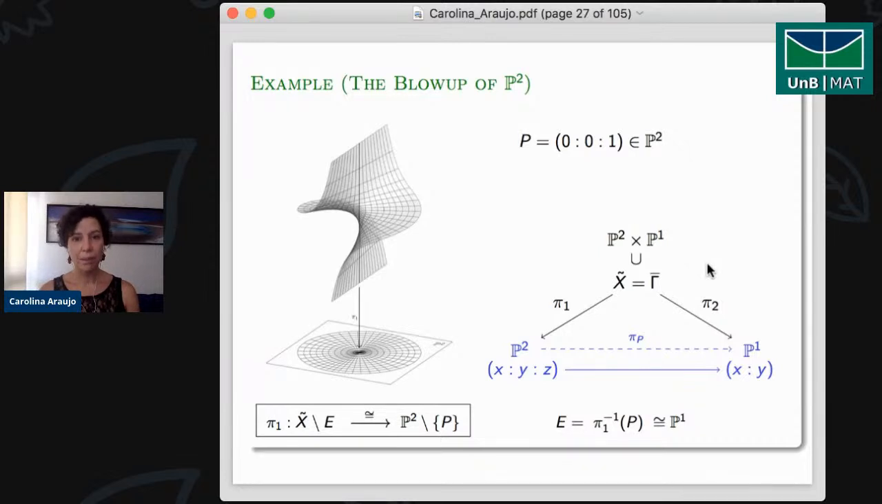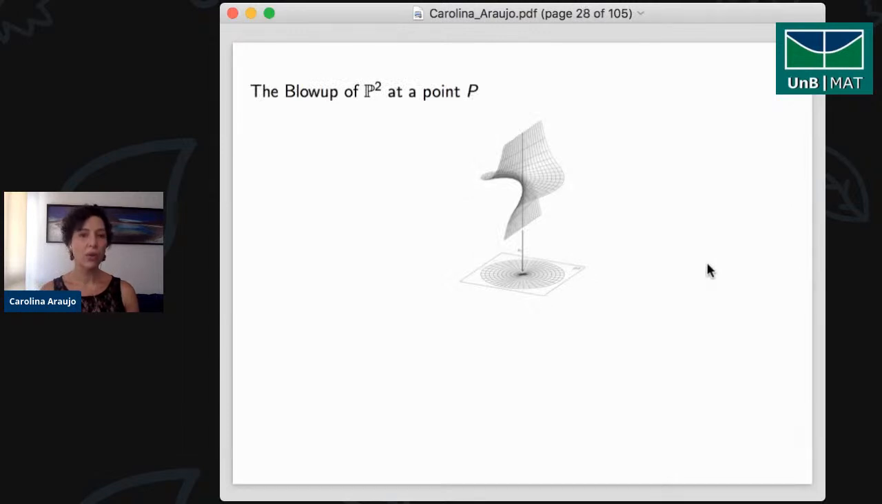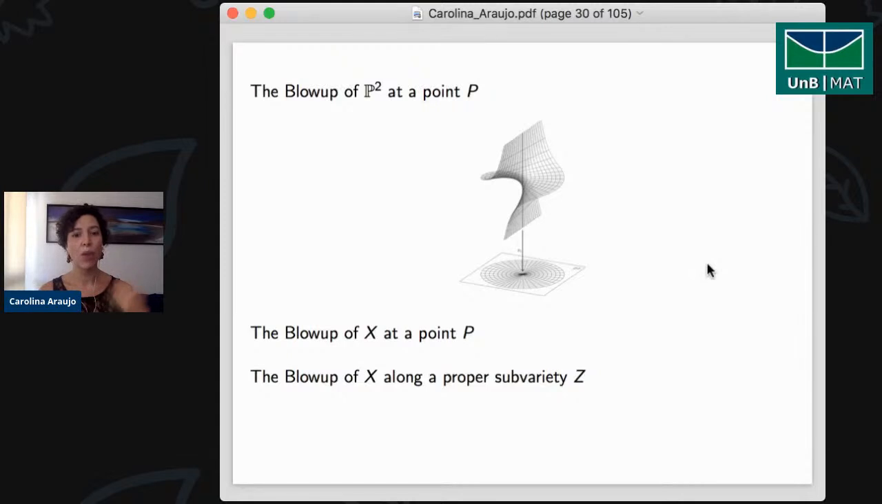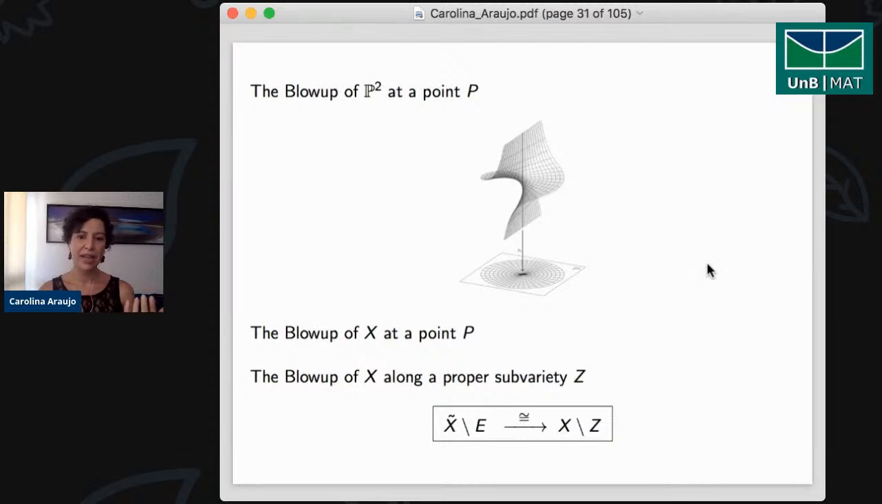Okay, so more generally, I can not only blow up a P2 at a point, but I can blow up any projective variety at any point, and even more generally, I can blow up any projective variety along a proper subvariety. And in general, what I have is that if I look at the complement of this center of the blow up, so if I remove its inverse image, I have again an isomorphism.